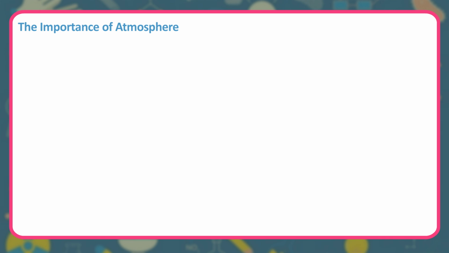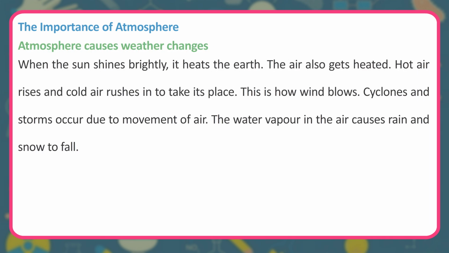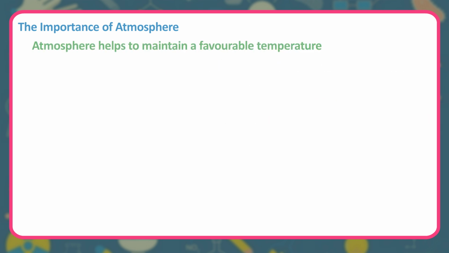The importance of atmosphere. Atmosphere causes weather changes. When the sun shines brightly, it heats the earth. The air also gets heated. Hot air rises and cold air rushes in to take its place. This is how wind blows. Cyclones and storms occur due to movement of air. The water vapor in the air causes rain and snow to fall.